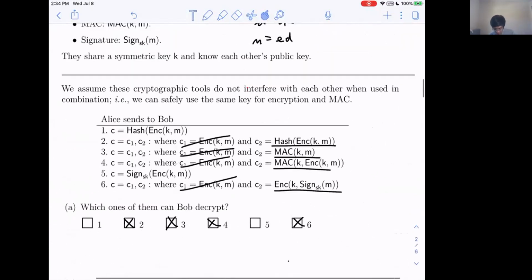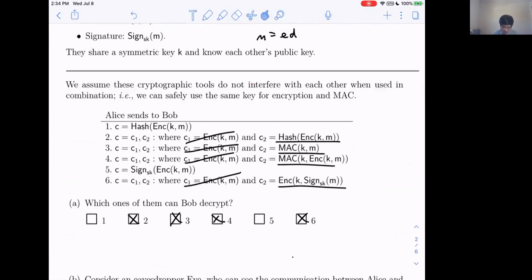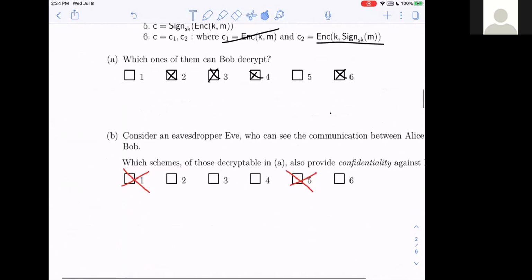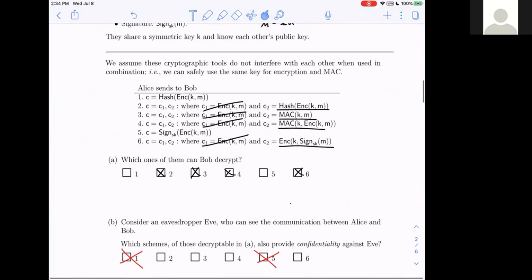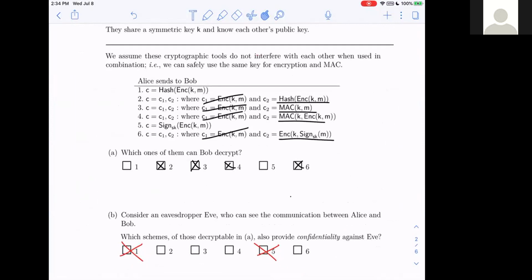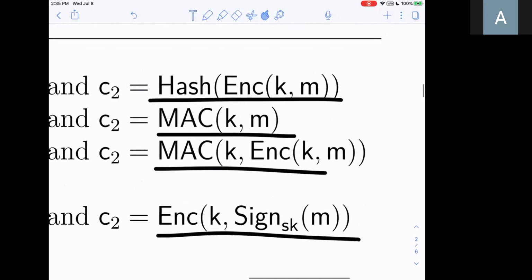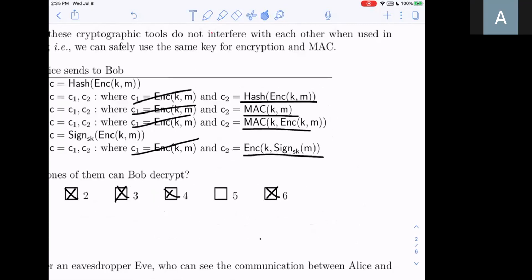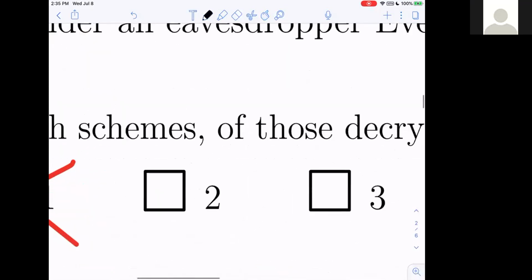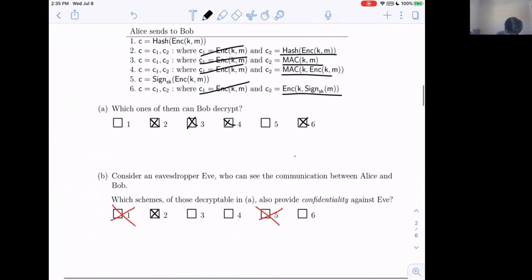So the first one, can Eve learn anything about the message from the hash of the encryption? I don't think so. Yeah. Right, because what we know here is that the encryption doesn't leak anything, and thus when you hash it, you can't somehow get more information about the message. Yeah. So this one is confidential. How about for number 3?